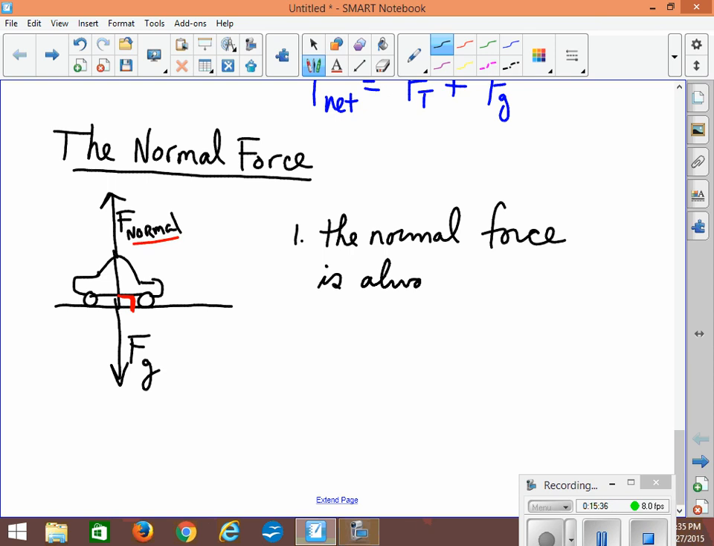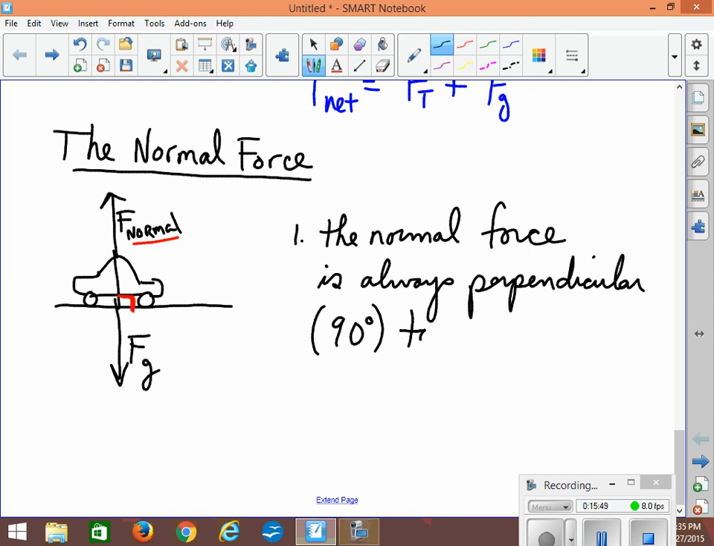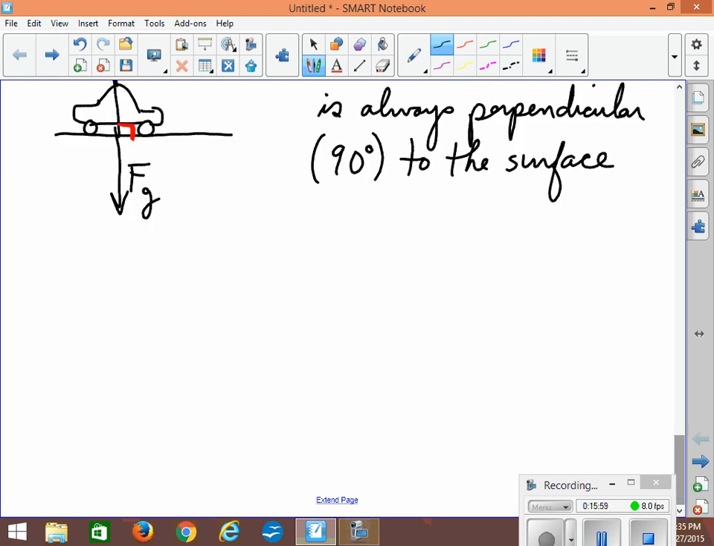Always perpendicular, that means 90 degrees, right? Maybe you can put that, if you forget what the word perpendicular means, put 90 degrees to the surface. Now, the surface could be a table, like in the first example. It could be a car on the ground. It could be anything.